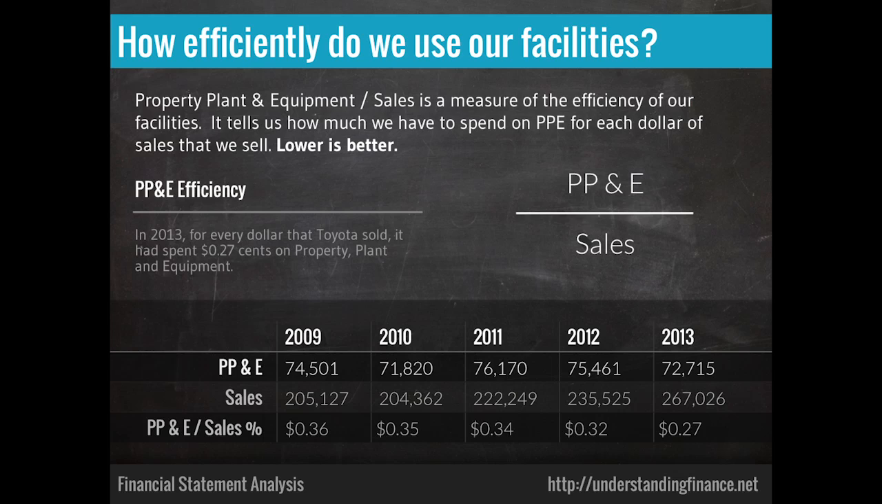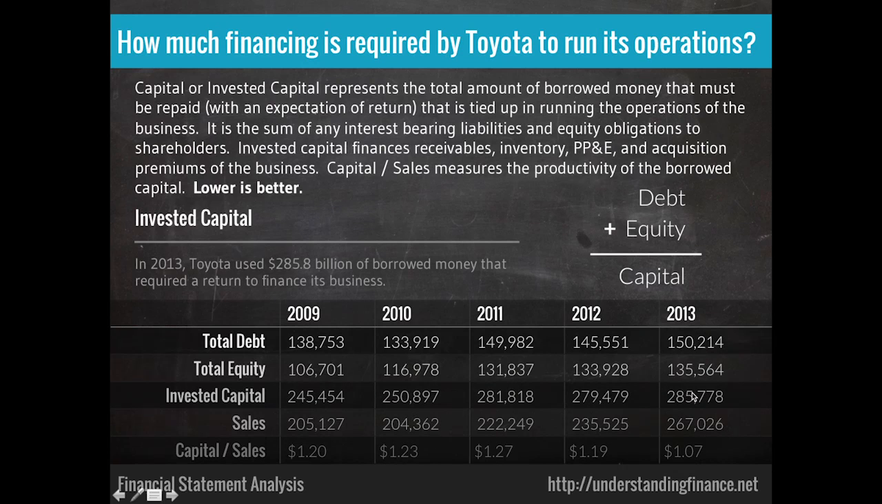And part of it, we saw on the last slide, it's they don't need to spend as much on property, plant, and equipment to get the same amount of sales. In 2009, you can see $74.5 billion of property, plant, and equipment gave them $205 billion of revenue. By 2013, less property, plant, and equipment gave them a lot more revenue. That was one of the big reasons why they were getting more efficient. They didn't have to keep borrowing more money for more property, plant, and equipment to essentially generate more sales, and that allowed them to be more productive.